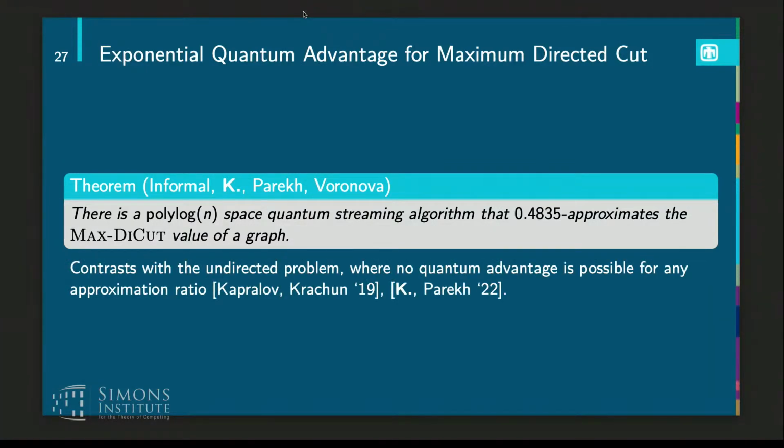And I want to note that this is in contrast to what you get with the undirected version of Max-Cut, where you can actually prove that there is no quantum advantage possible for any approximation ratio that you would care about.